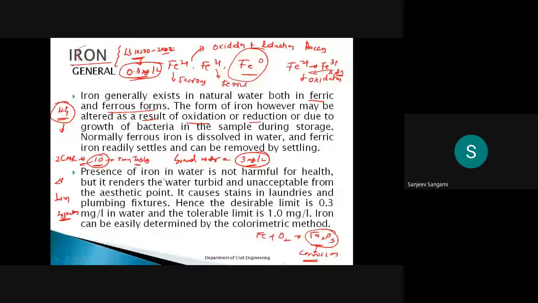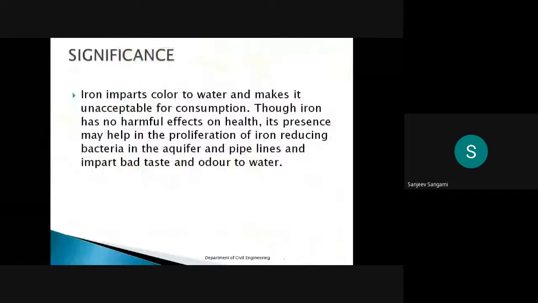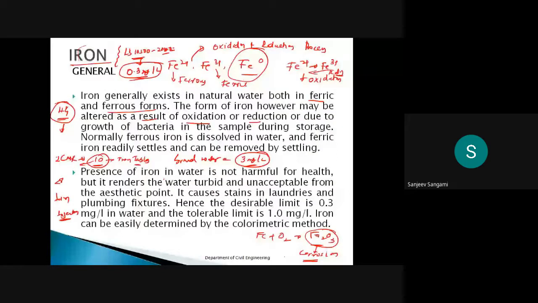The tolerance limit is 1 milligram per liter. Iron can easily be determined by the colorimetric method. Two methods are there to determine it. Sometimes they say it is not harmful for health, but too much iron is also very dangerous. Remember that. We can say it is not harmful, but if it goes beyond 6 or 7, it is dangerous to human health. So make a note of that.